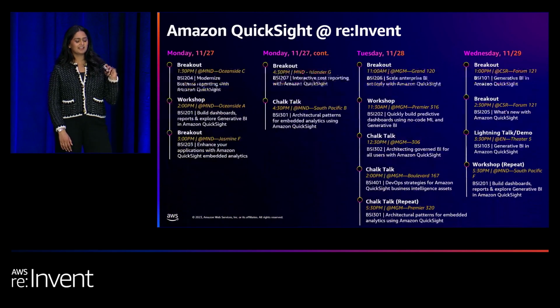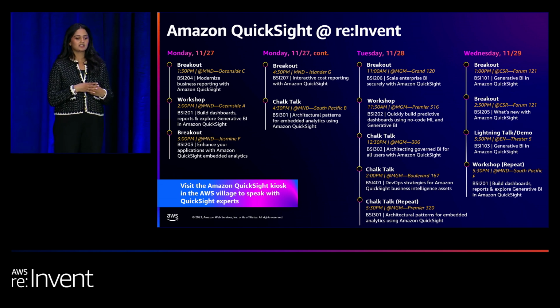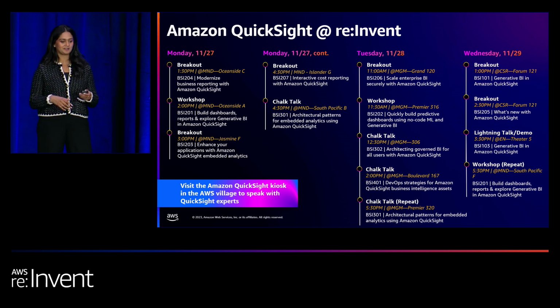And so with that, here are the last couple of things. We have 2 remaining events from the QuickSight perspective. We have a lightning talk on Generative BI. I think it starts immediately after this, so just start running. And then as for our next part, we have a repeated workshop, where you can build dashboards and reports and explore Generative BI yourself. That's our last 2 sessions.